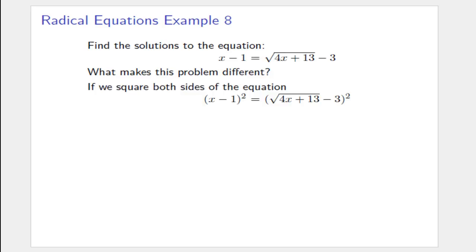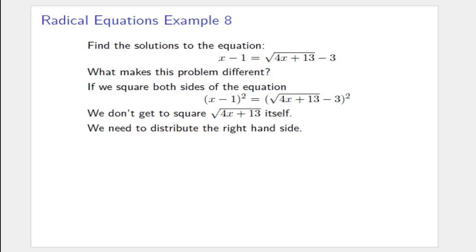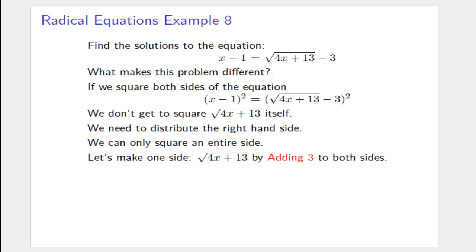So if we square both sides of the equation, we have to square the entire right-hand side. We don't get to square the square root of 4x plus 13 by itself. We'll have to distribute the right-hand side, and it becomes a huge mess. If you'd like to see this mess squared out, you can click the link to the right now. Since we can only square an entire side, let's make one side the square root of 4x plus 13, which we can do by adding 3 to both sides.